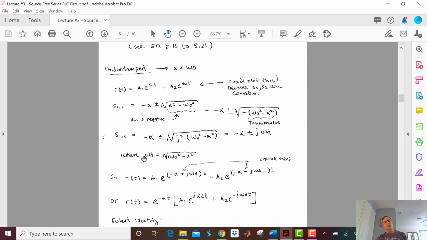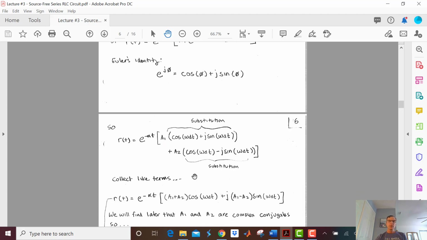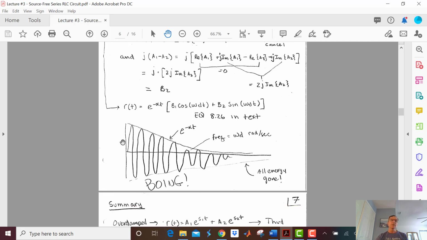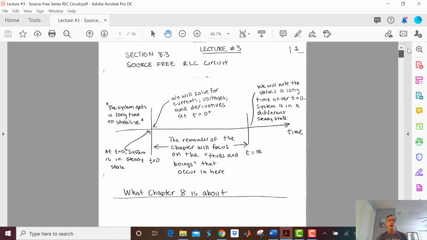Up here, the reason we did this toadstool is because we knew that that was going to be the frequency that the system would ring at. So here's our underdamped system. Here's our boing. So let's sing this. Boing, boing. Now let's take this little boing right here and put it in the broader perspective of our problems.